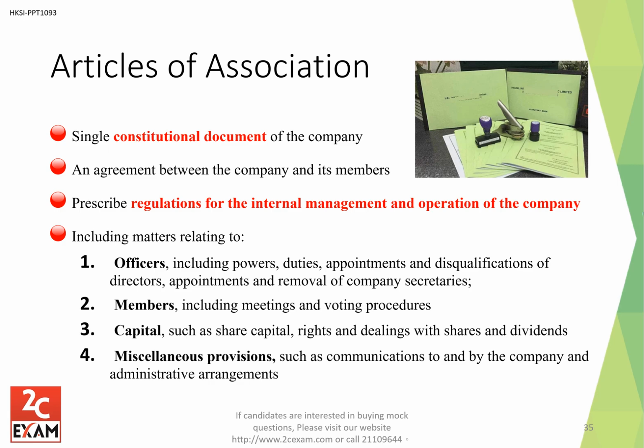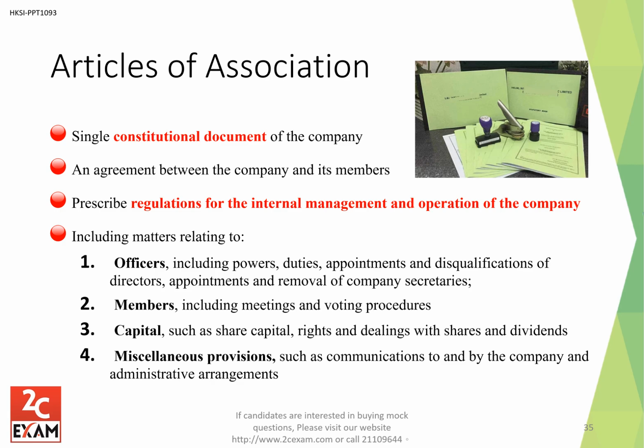Generally speaking, what are the contents of the Articles of Association? First, officers, including powers and duties of directors, how to appoint and disqualify directors, how to appoint and remove company secretaries. Second, members, which means what responsibilities the boss has, how to vote, and how to hold meetings, are all things that need to be known.